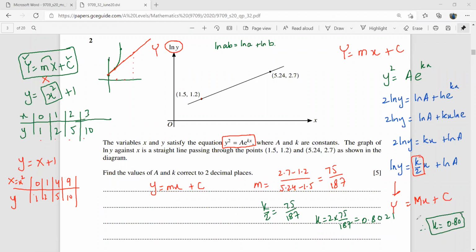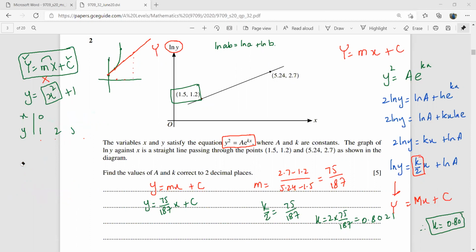Okay, and then we have to find the value of A over here. So now this equation has become Y is equal to 75 over 187 x, try to keep the exact values here, plus c. So if we put another point over here, we can get our c. So let's use this point here. This will give you, let me erase all of this from here so that I can do some working in this area. Okay, so yes.